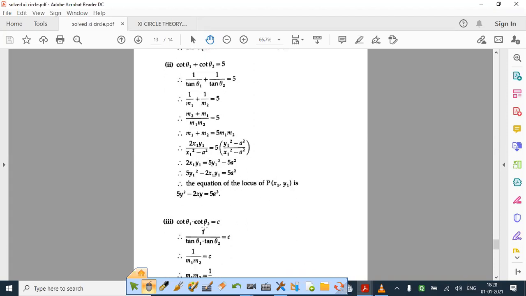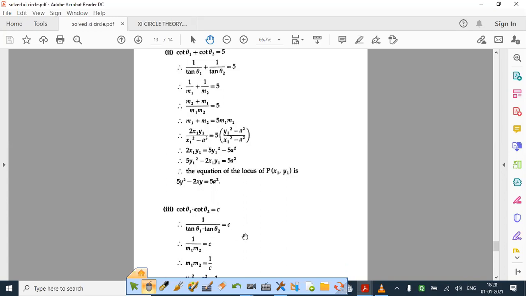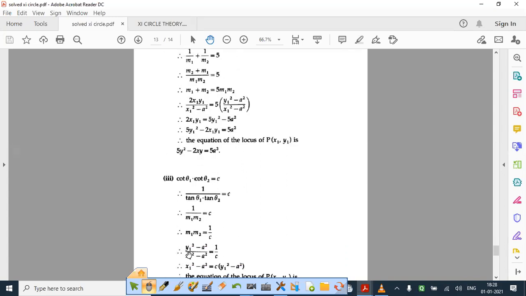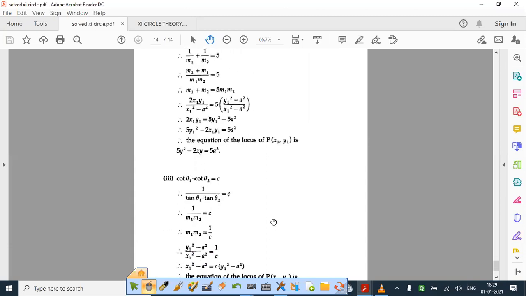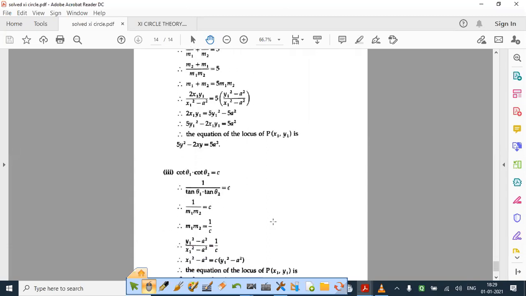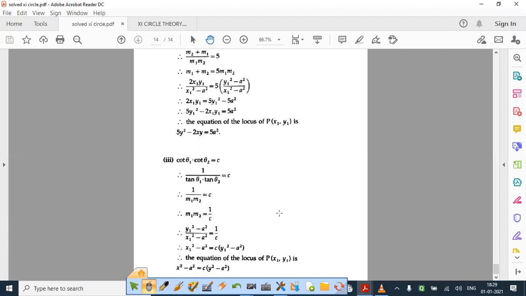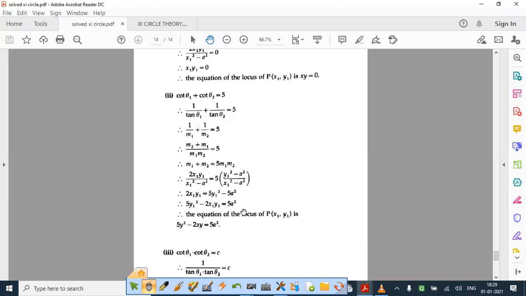Last part, cot theta 1 into cot theta 2 is given to be c. That is, 1 by tan into 1 by tan is c. So what is m1 m2? 1 upon c. But m1 m2 is y1 square minus a square upon x1 square minus a square. Equate, to get the equation of locus as what? As x square minus a square equal to c into y square minus a square. Is that clear?